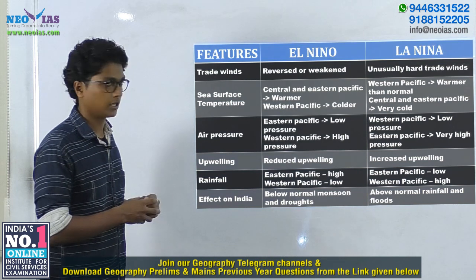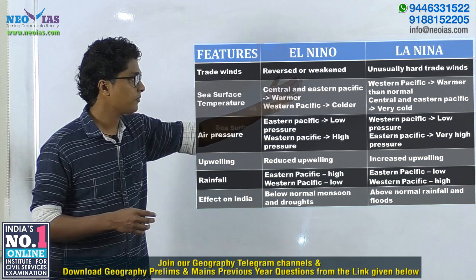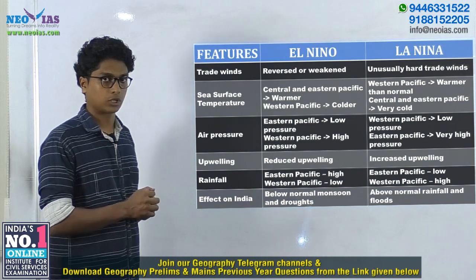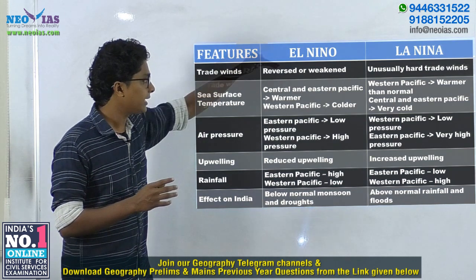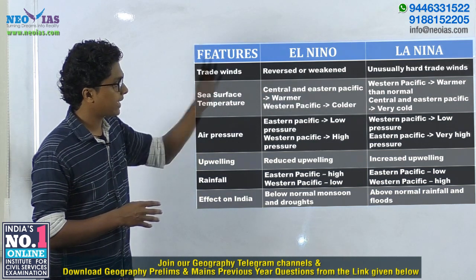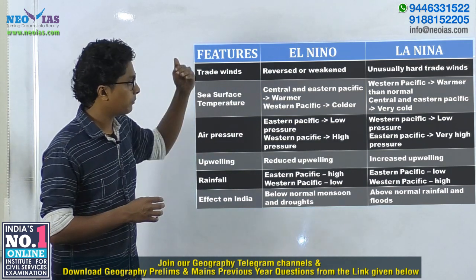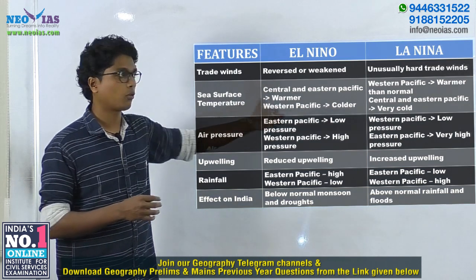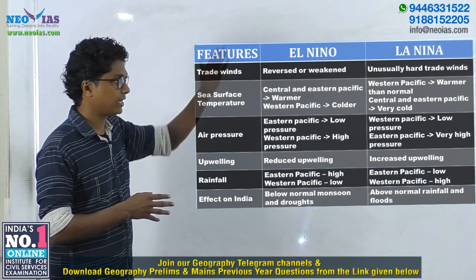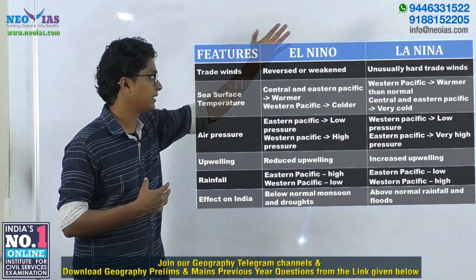The first one, trade wind. In case of El Nino, the trade wind will be reversed or weakened, and in case of La Nina, we will be having intensified or harder trade winds, right? Now the sea surface temperature. In case of El Nino, the central and eastern Pacific is warmer and the western Pacific is colder. In the case of La Nina, the western Pacific is warmer than normal, because more trade wind is carrying a large amount of water towards the western Pacific during the La Nina year. And in the case of the central and eastern Pacific, in La Nina, it will be very cold, right? Now upwelling will be very intensified in case of La Nina.